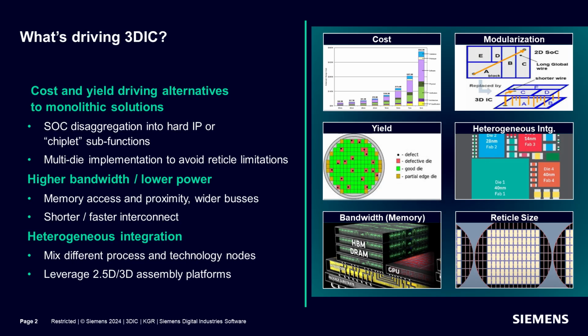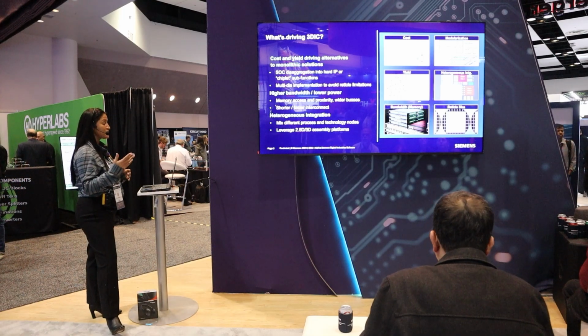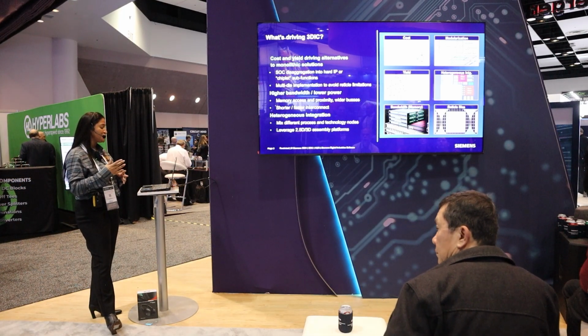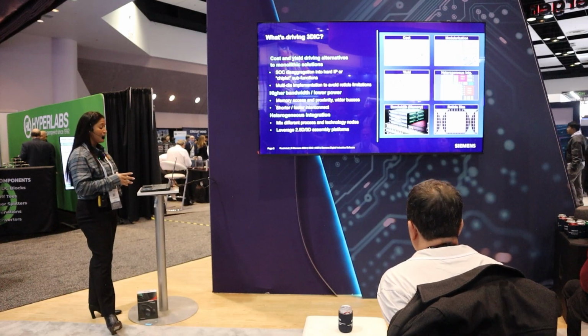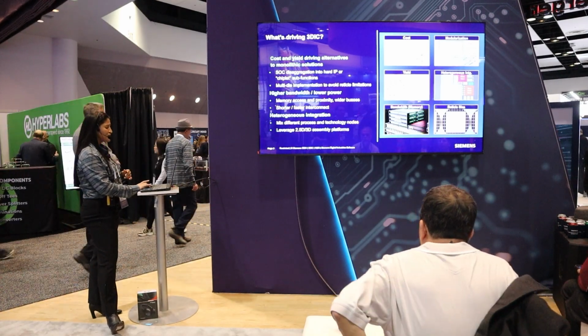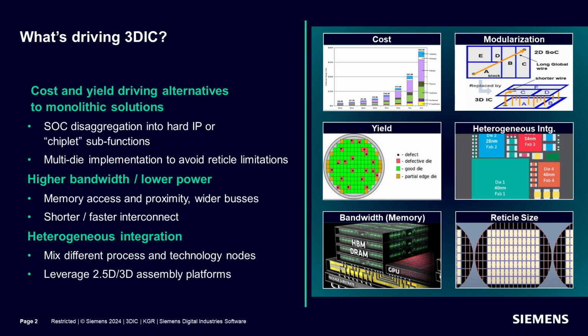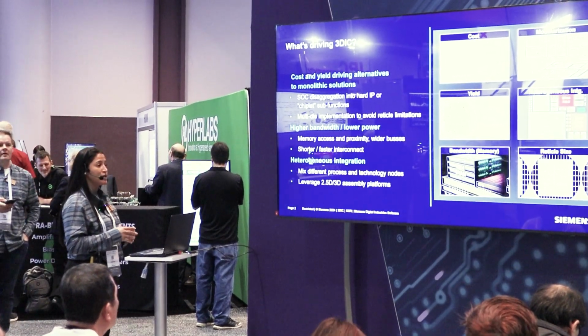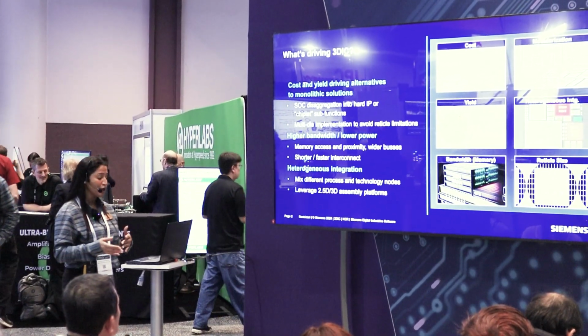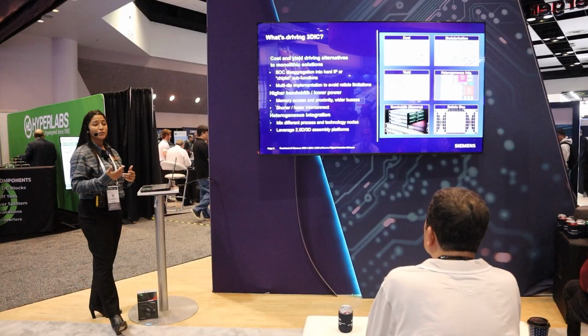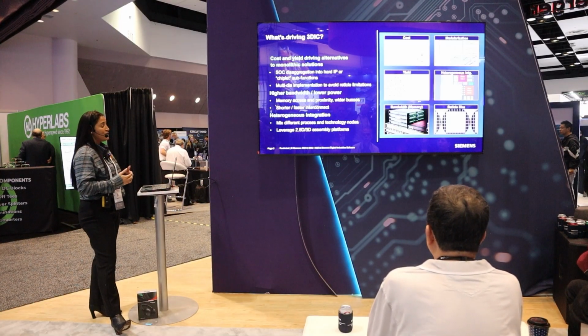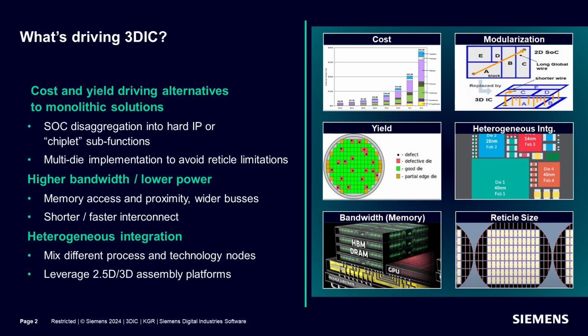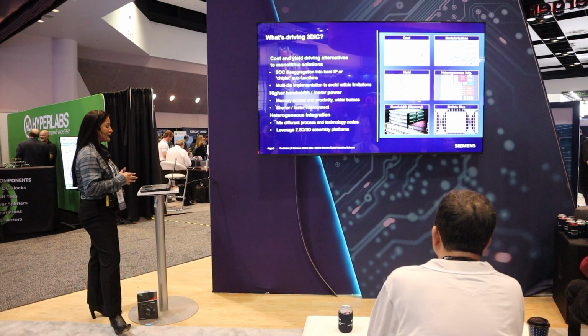For higher bandwidth and lower power next-gen applications, memory access and proximity are major bottlenecks, especially in HPC, high-performance compute, and edge computing applications. To address this, we're seeing a growing adoption of HBM and new packaging approaches that bring memory closer to compute. And in parallel, there's an evolution in low-power, short-reach die-to-die interconnect protocols like UCIe, which help improve efficiency and scalability. And then, heterogeneous integration, there are platforms to integrate and mix different process technologies that allow designers to combine advanced logic with legacy IP or specialized accelerators.